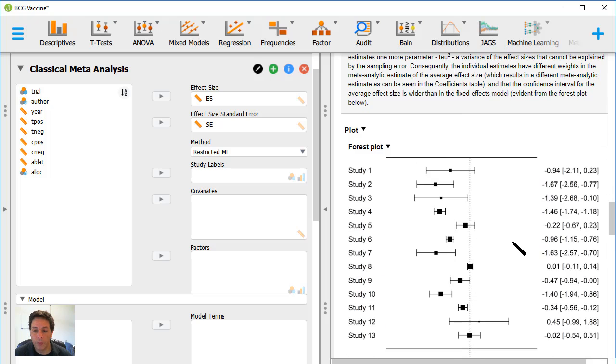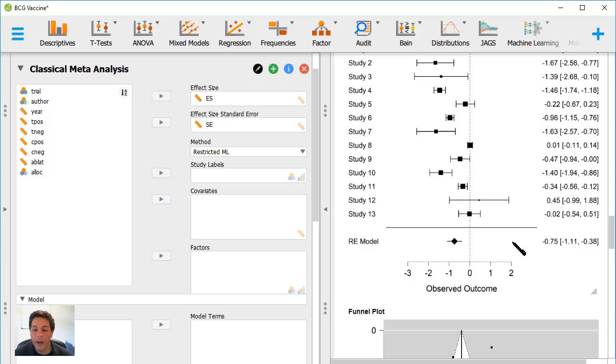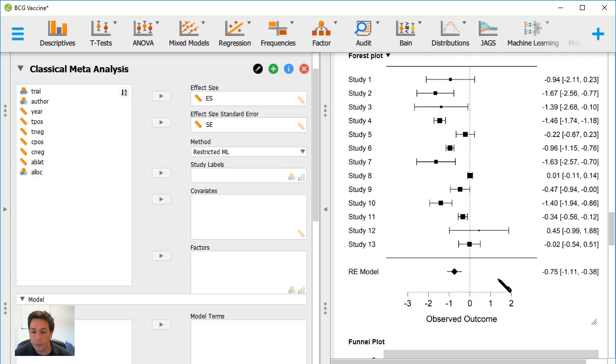Okay, so we've got the forest plot as well. Sorry, before we go to the final plot, the difference is that the overall effect size now changes. The RE model, the random effects model, produces a different estimation of the overall effect size. In this case, it's negative 0.75, and the confidence interval goes from negative 1.11 to negative 0.38.